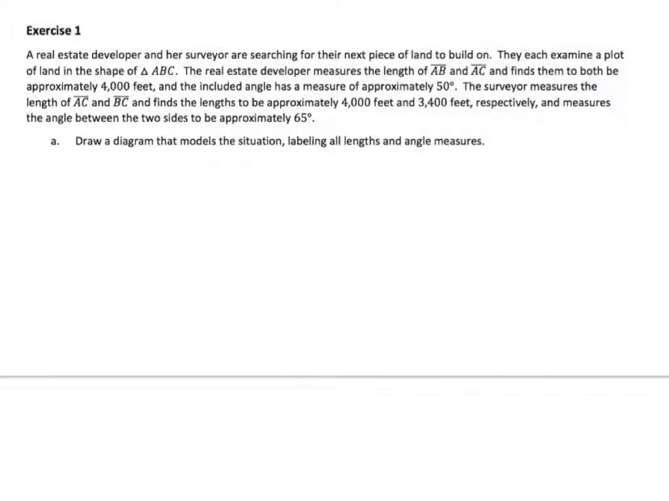All right, exercise 1. A real estate developer and her surveyor are searching for their next piece of land to build on. They each examine a plot of land in the shape of triangle ABC. The real estate developer measures the length of AB and AC and finds them to be approximately 4,000 feet, and the included angle has a measure of approximately 50 degrees. So we're talking about 50 degrees here, and 4,000 feet, and 4,000 feet.